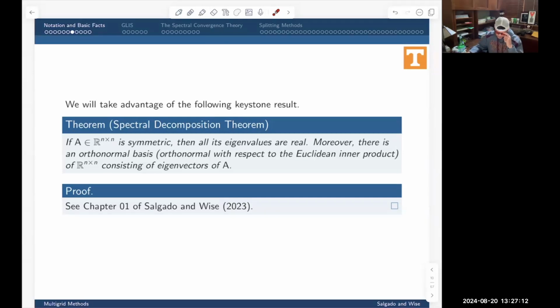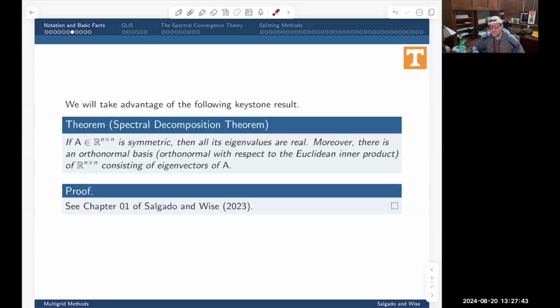And it goes like this. Suppose that A is a symmetric matrix, a standard symmetric matrix. That also means that A transpose equals A. Then all of its eigenvalues are real. Moreover, there's an orthonormal basis. And by orthonormal, what do we mean? We mean that it's orthogonal and normalized with respect to some inner product and its resulting norm.